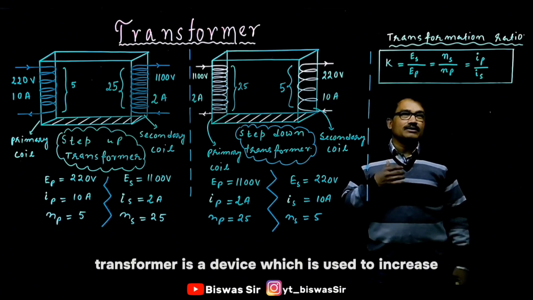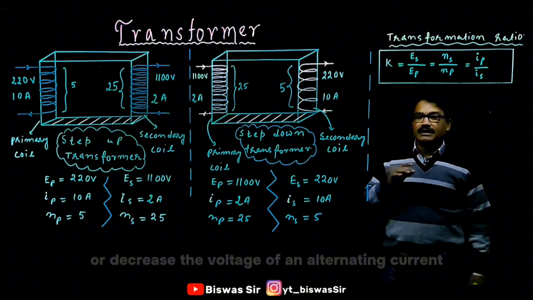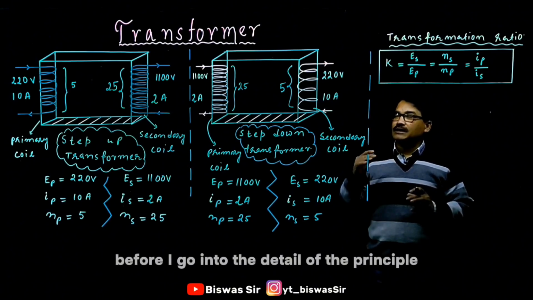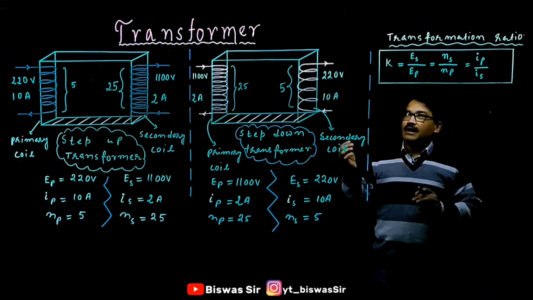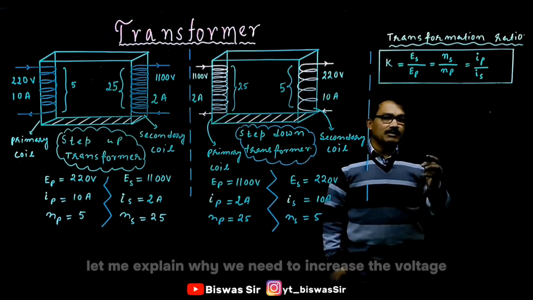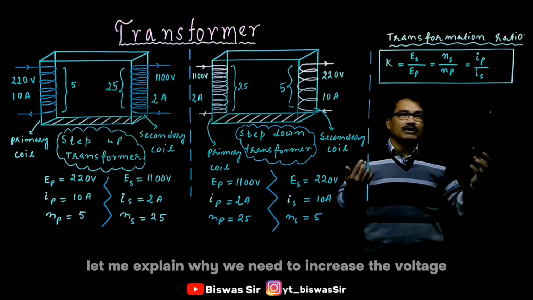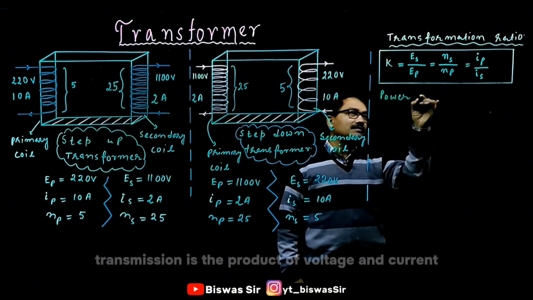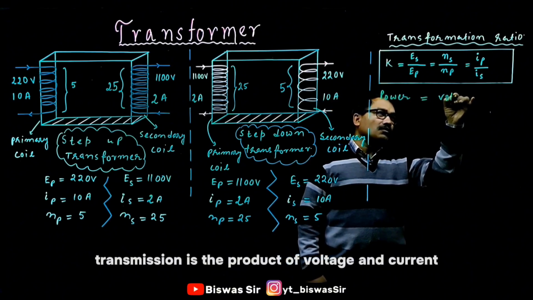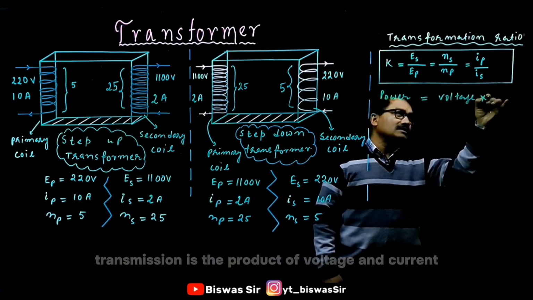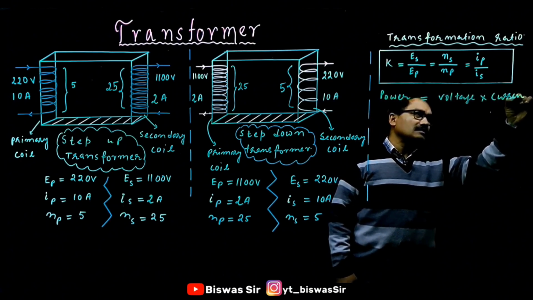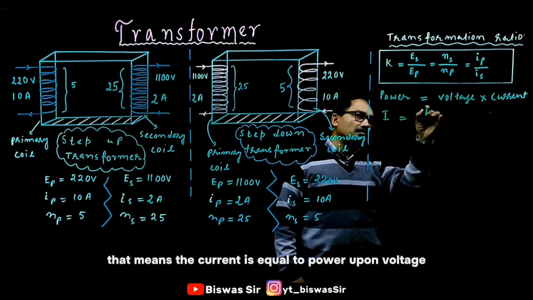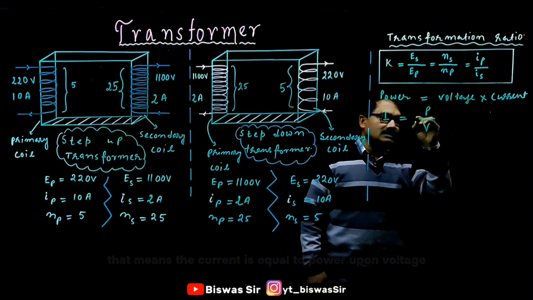A transformer is a device which is used to increase or decrease the voltage of an alternating current. Before I go into the detail of the principle and working of a transformer, let me explain why we need to increase the voltage. We know that the power of transmission is the product of voltage and current. That means the current is equal to power upon voltage.